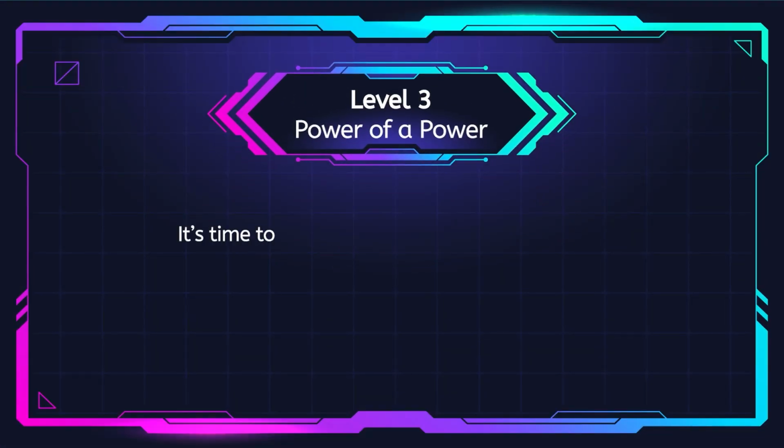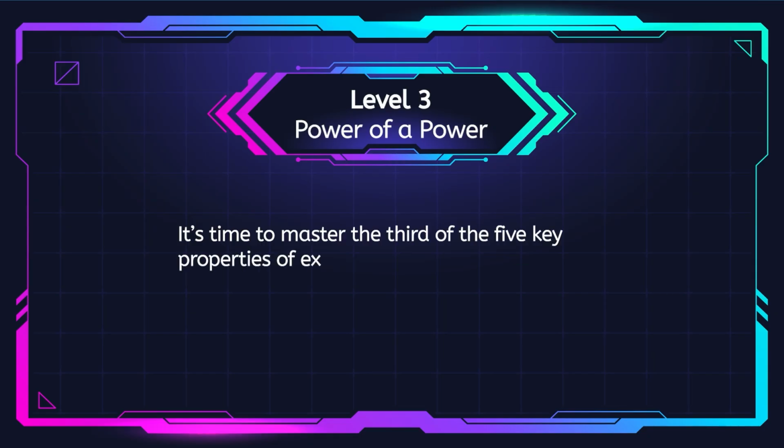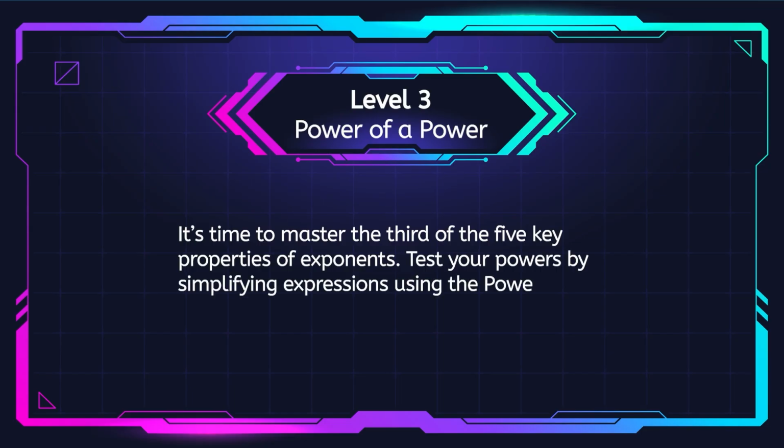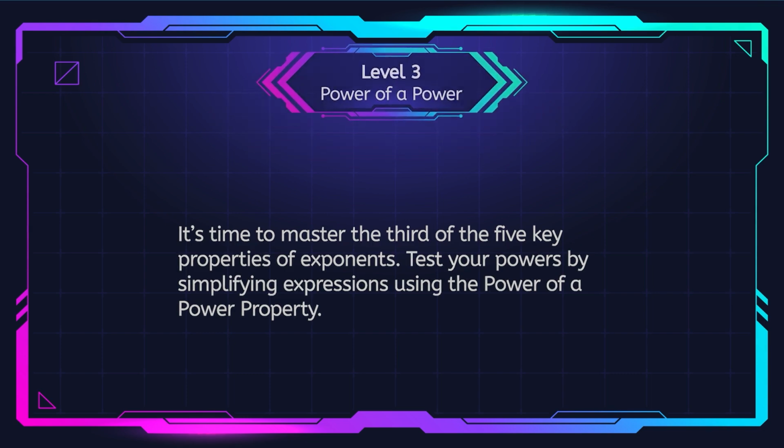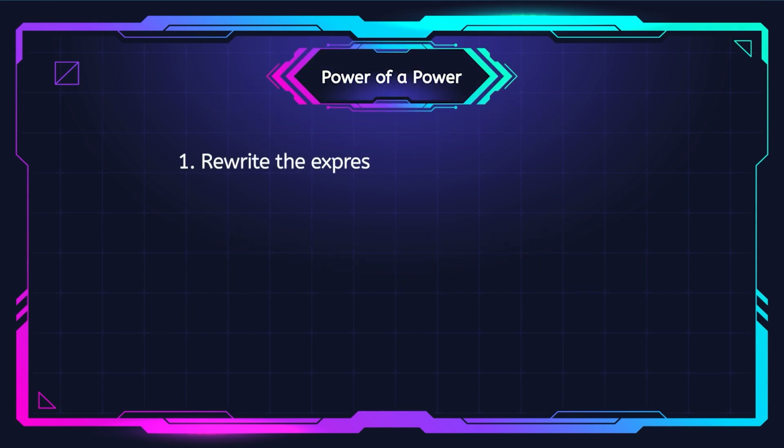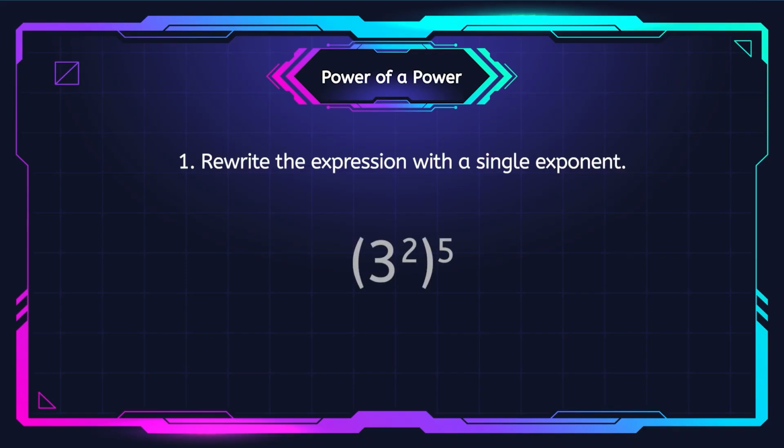It's time to master the third of the 5 key properties of exponents. Test your powers by simplifying expressions using the power of a power property. Okay, task 1. Rewrite the expression with a single exponent. The expression is 3 squared to the power of 5.